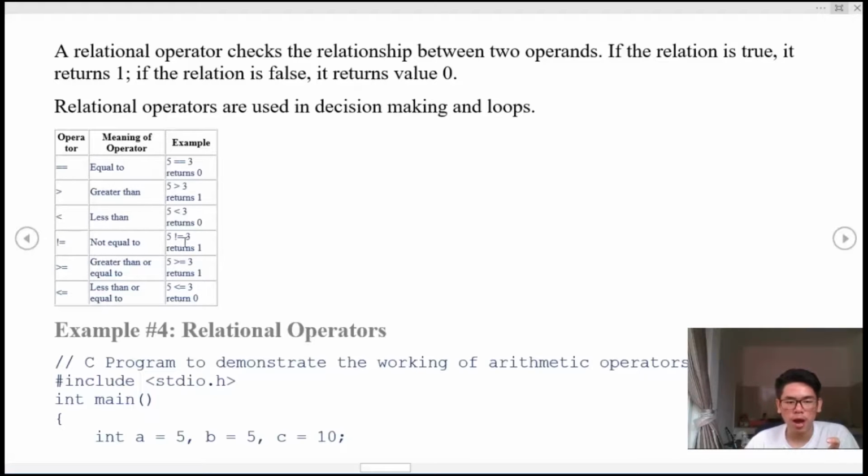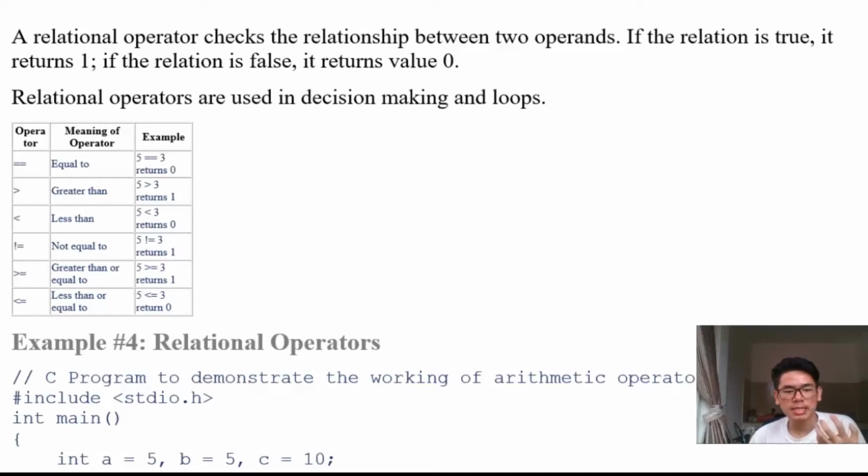So let's look at the example. 5 not equal to 3. As common sense, we know that it's not the same. So it will return 1, which is true. It's really not the same. And this one is greater than or equal to, so you have to use the right angle bracket and then the equal sign. And also we have less than or equal to. So we will see the example of relational operator.